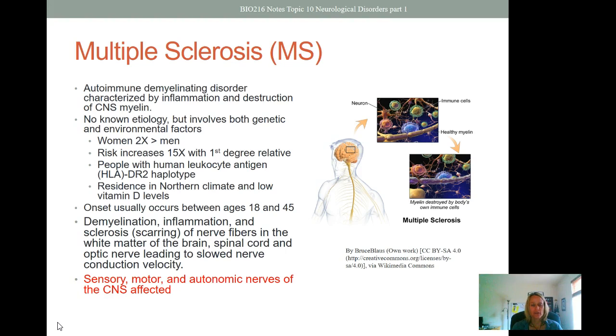It results in demyelination of these neurons, inflammation, and sclerosis or scarring of nerve fibers in the central nervous system, the white matter of both the brain and the spinal cord, and the optic nerve. This causes slowed nerve conduction velocity, which results in its effects. In the case of multiple sclerosis, sensory, motor, and autonomic nerves are all affected within the central nervous system.